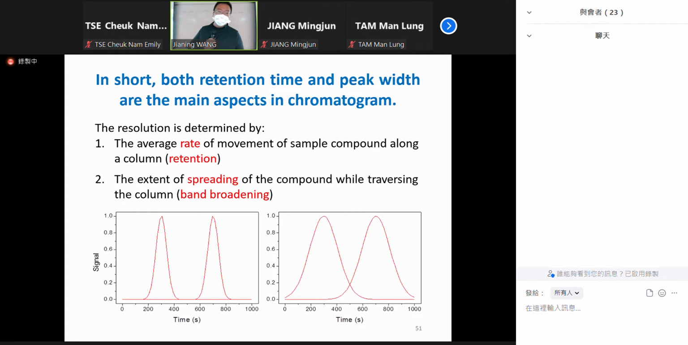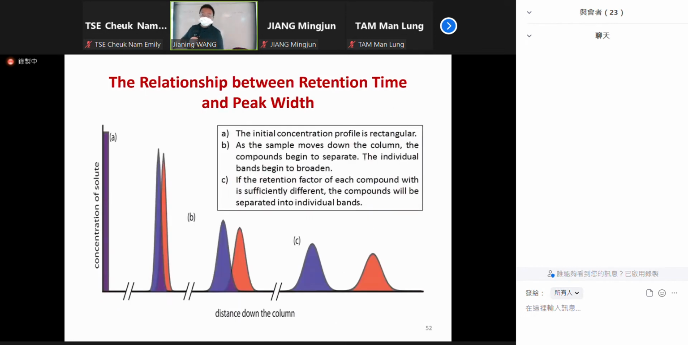The resolution is determined by the average rate of movement of a sample compound along a column, and the extent of spreading of the compound while traversing the column. So there is band broadening. This shows the band broadening more clearly.